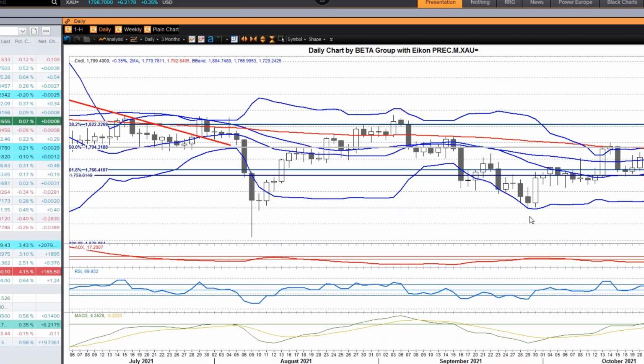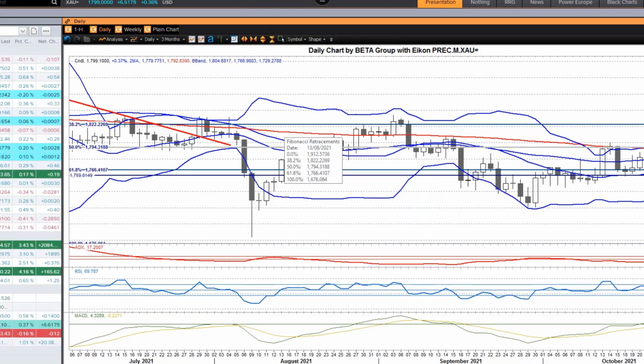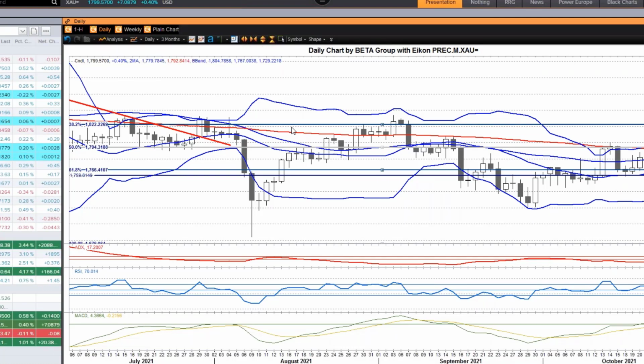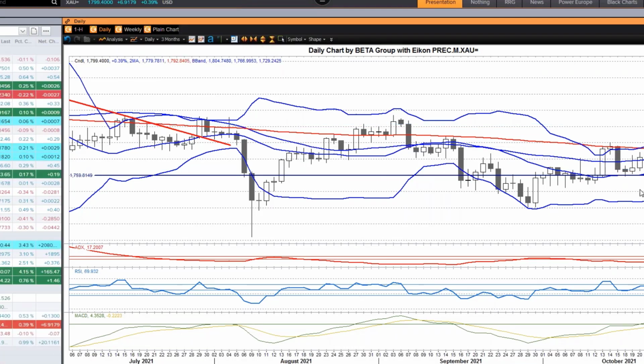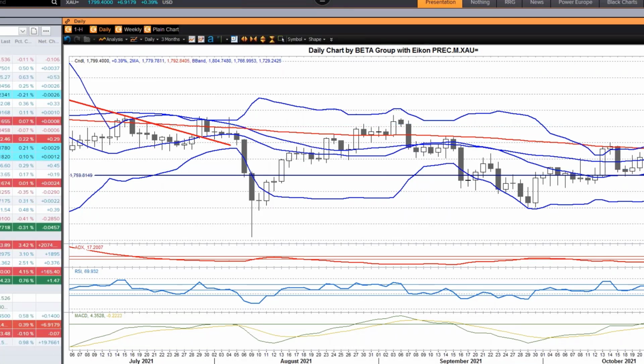So going to the daily chart, here it is. Forgive all my lines here on it, but there's a lot of resistance and supports and Fibonacci, so that clears it up a little bit here.